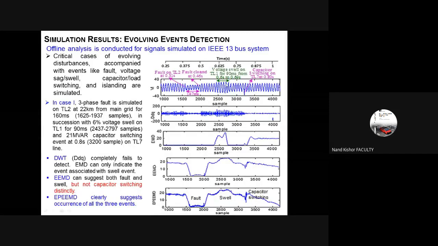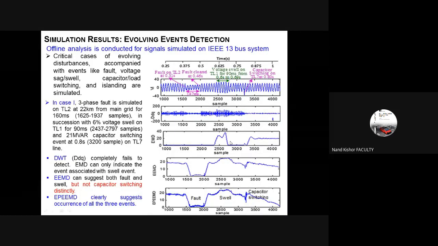So we have the swell observed in the voltage signal at PCC after a few cycles, and then again after a few cycles there is just some capacitor switching here. So you can see that within this time period, you have 3 different events: fault, swell, and capacitor switching. And now when you look at using the wavelet, it completely fails to detect these events. None of the events is observed using wavelet.